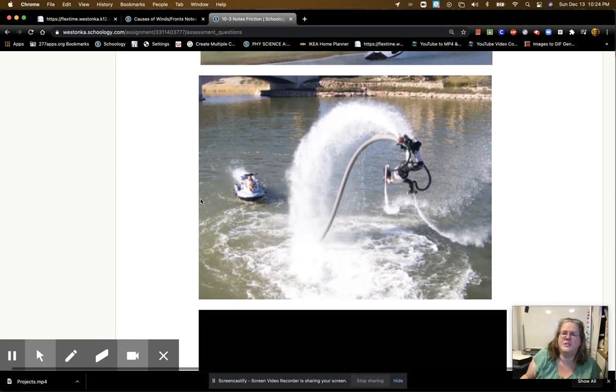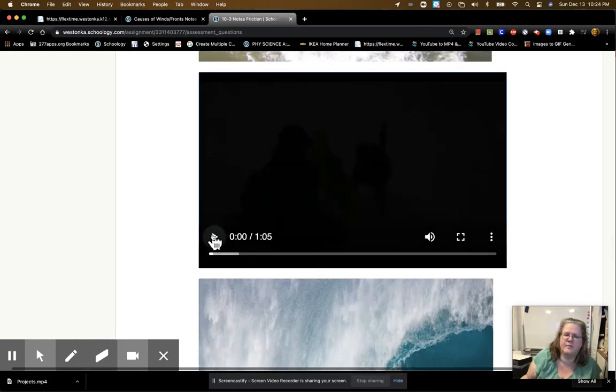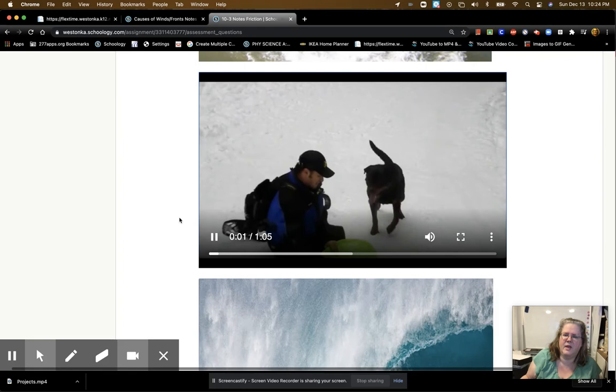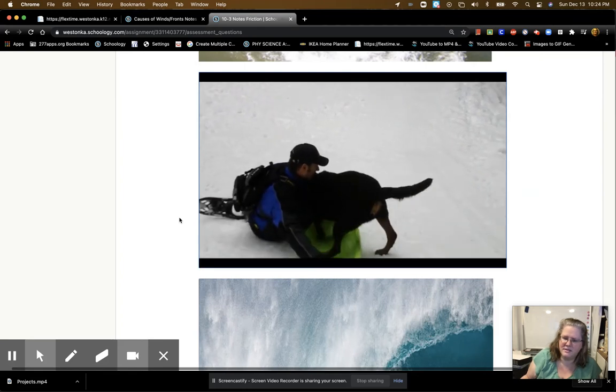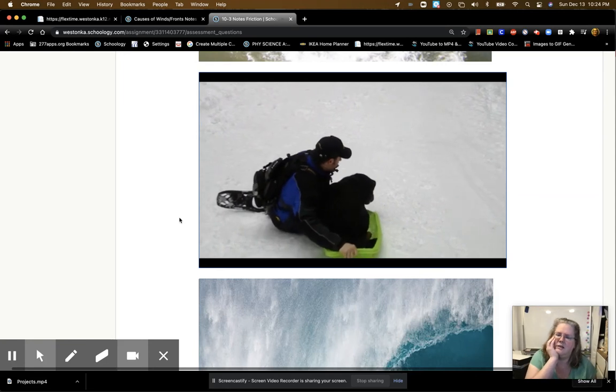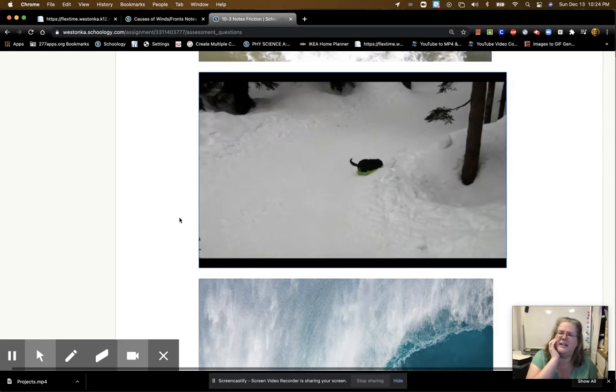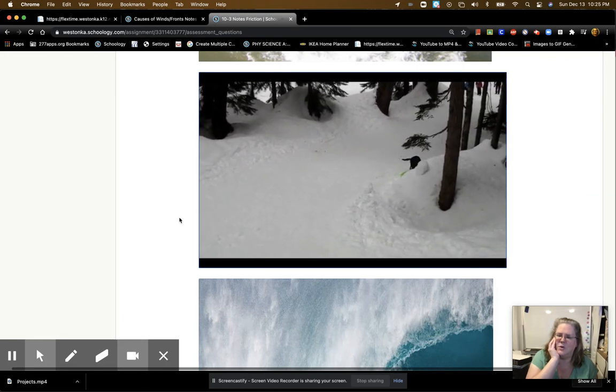What kind of friction is this person using? Well, they're using fluid friction. This dog is going to experience what kind of friction? Well, if you said sliding friction, you got it. This dog loves to go on the slide.